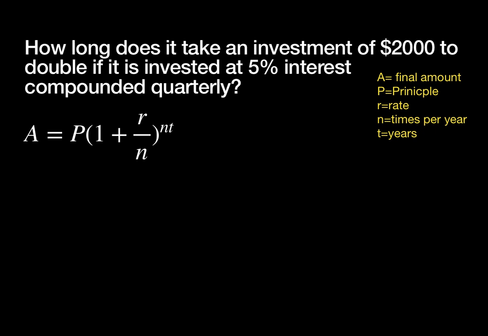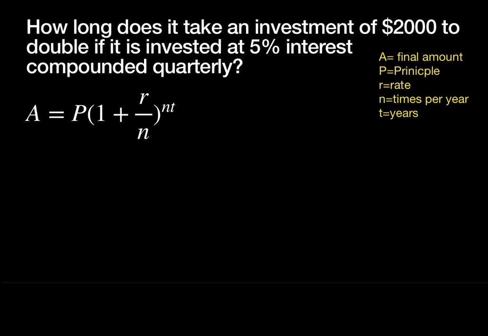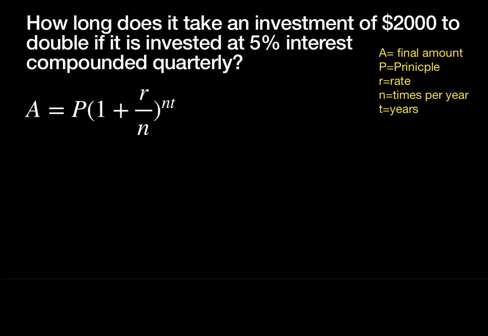A little bit harder on this one. How long does it take an investment of $2,000 to double? So double means my amount at the end will not be $2,000, it will be $4,000. This equals P, which is the principal, my starting amount, which is $2,000, times 1 plus R, the rate, which in this case is 5%.